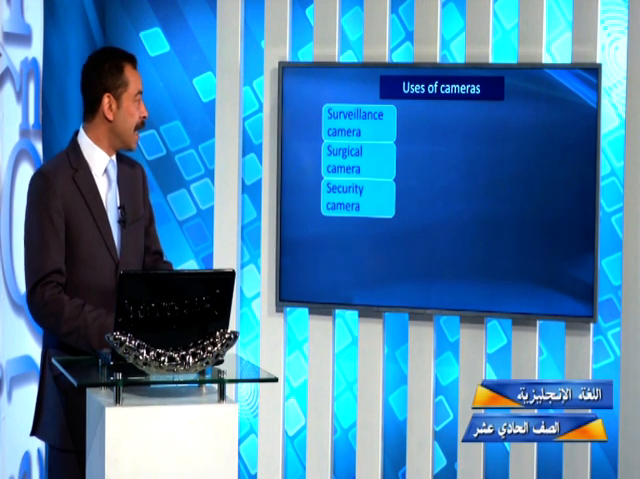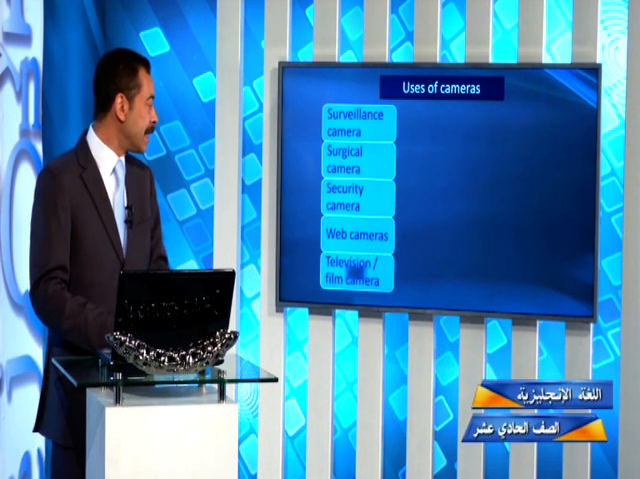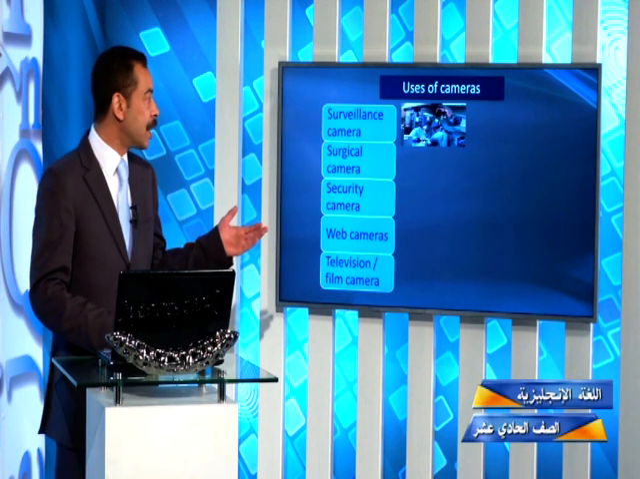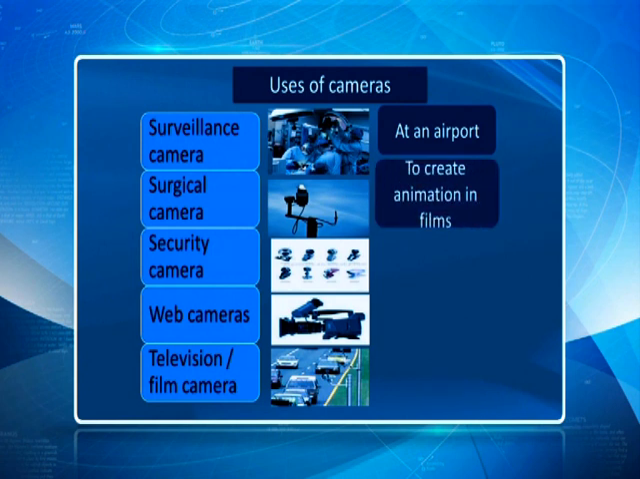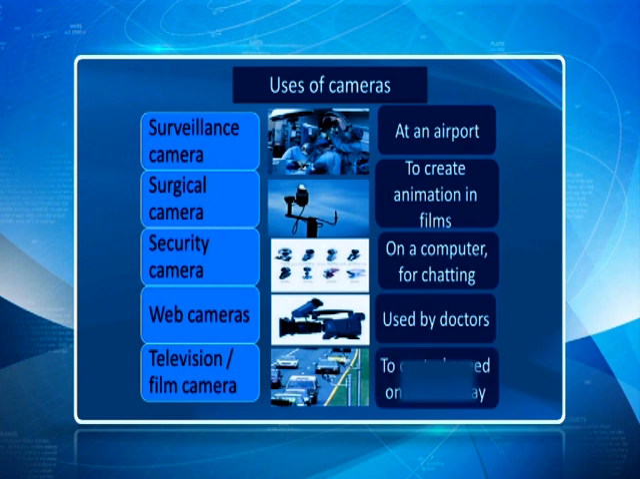So I'm going to write the different types of cameras, which are surveillance, surgical, security, web cameras, and television film cameras. And you have pictures of these cameras and their purposes or their locations: at the airport, to create animation, on a computer, used by doctors, and to control speed on a motorway. So which name goes with which photo for what reason? So number one, surveillance camera, where is it? Yes, the one at the bottom. This is what you call a surveillance camera, and it is used for what reasons? To control speed on a motorway, right.